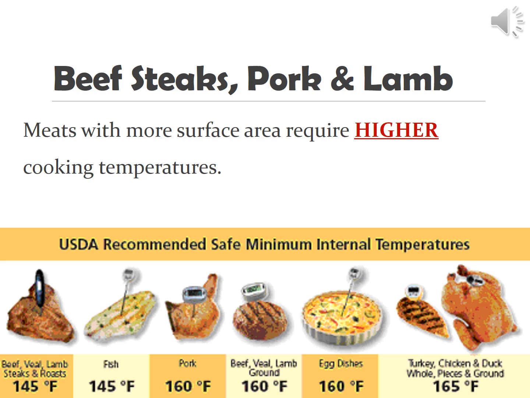Notice how beef, veal, and lamb steaks and roast only need to be heated to 145 degrees Fahrenheit, but when you cook them in their ground versions, they need to be heated 15 degrees warmer. Now think about this for 1 second. Why might this be? Why are ground meat products at a higher risk for foodborne illness, and why do they need to be cooked to higher temperatures? All of this is related to surface area.